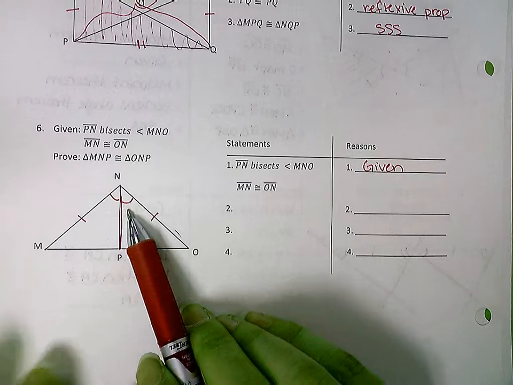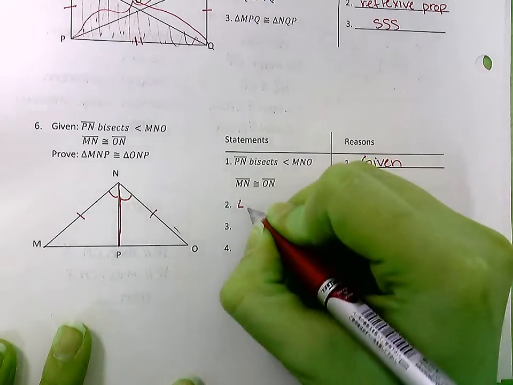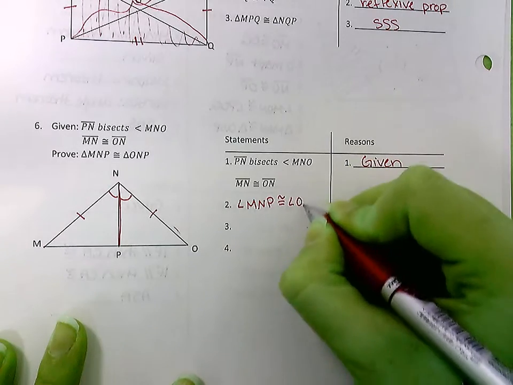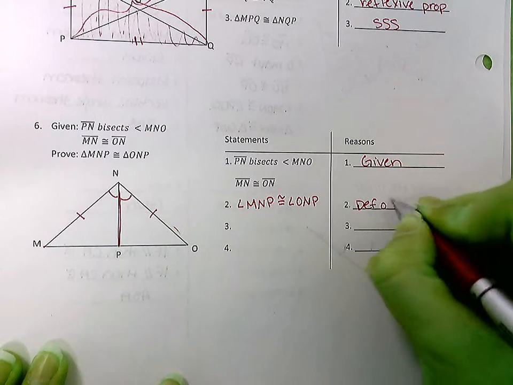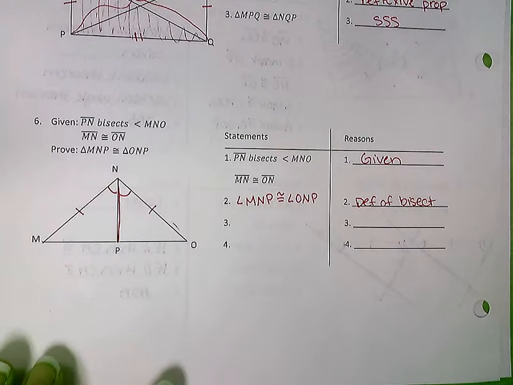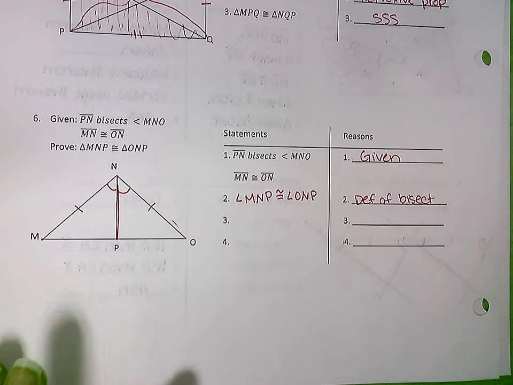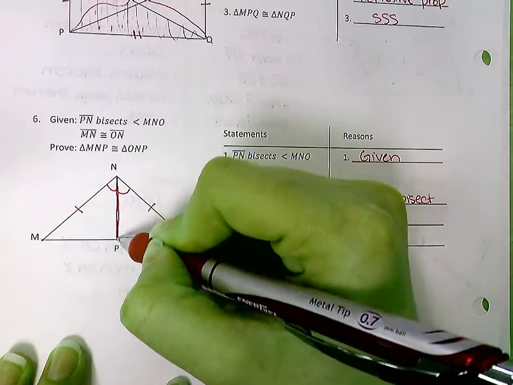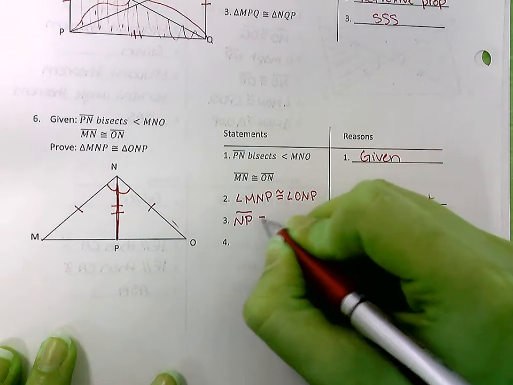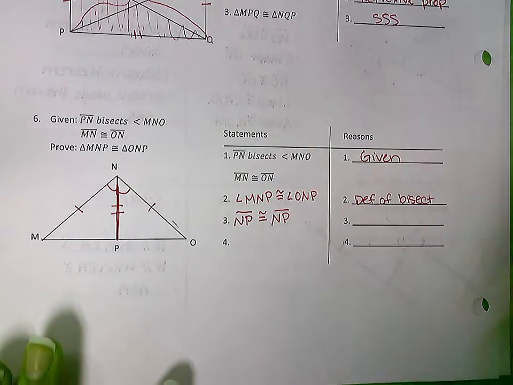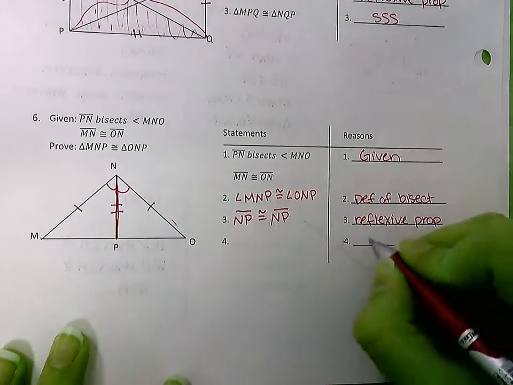Now, since I labeled these two angles congruent because I used my bisector, I have to write that as a statement. So I can write angle MNP is congruent to angle ONP. This angle is congruent to this angle by the definition of bisect. Now I have a freebie within my picture. My two triangles share this side, so it must be equal to itself. I do need to write that as a statement, so NP is congruent to NP. That is the reflexive property. And then my two triangles would be congruent by side angle side.